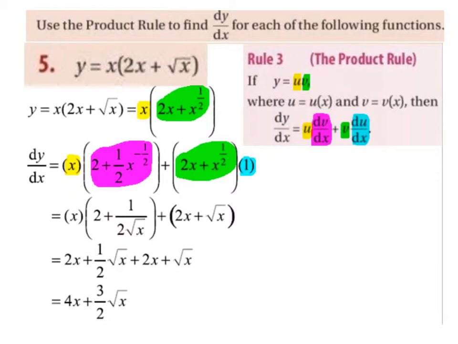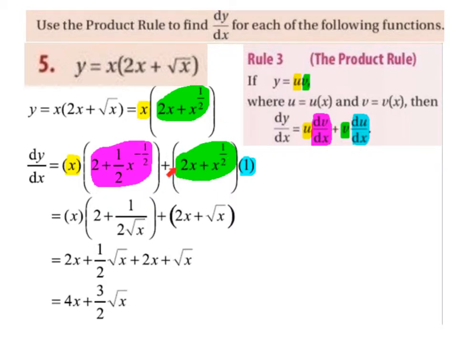So for dy/dx, we sub into our product rule formula. So we have u, which is x, with brackets, then dv/dx, the derivative of v. If v is 2x plus x to the power of a half, then the derivative of 2x is 2. And to differentiate x to the power of a half, we bring the half down in front, and we reduce the power by 1. So a half minus 1 is minus a half. So we get a half x to the power of minus a half.